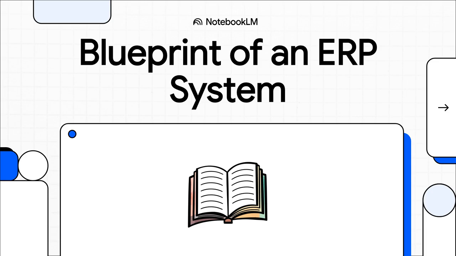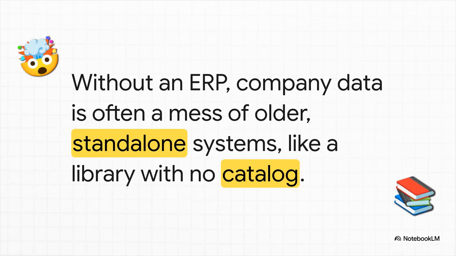Let's get into it. You know how it is in a lot of companies, right? Information is, well, it's all over the place. You've got customer data in one system, inventory in another, financials buried in some spreadsheet. Without an ERP, it's literally like a library with no catalog. Just a chaotic pile of books where finding anything is a total nightmare. And that leads to mistakes, wasted time, and really bad decisions.